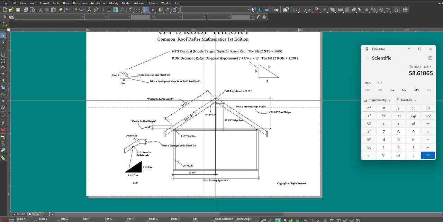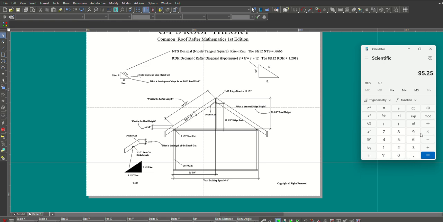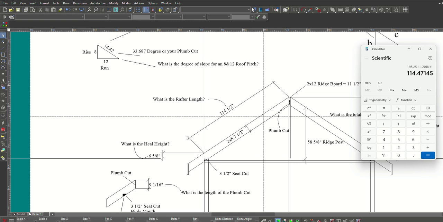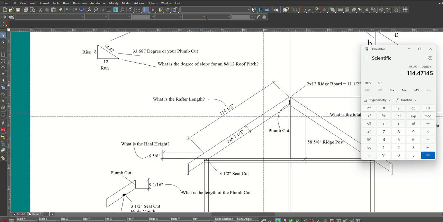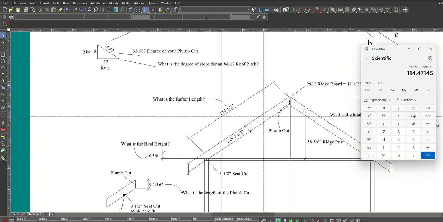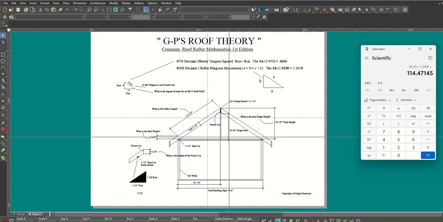Now to solve the length of your rafter, take your 95 1/4 setback, 95.25 times the RDH of 1.2018, equals a total rafter length of 114.5 inches. So from my heel height plumb cut straight up to my long point of my rafter up top, I would measure 114.5 inches. That would be the total length of my rafter.